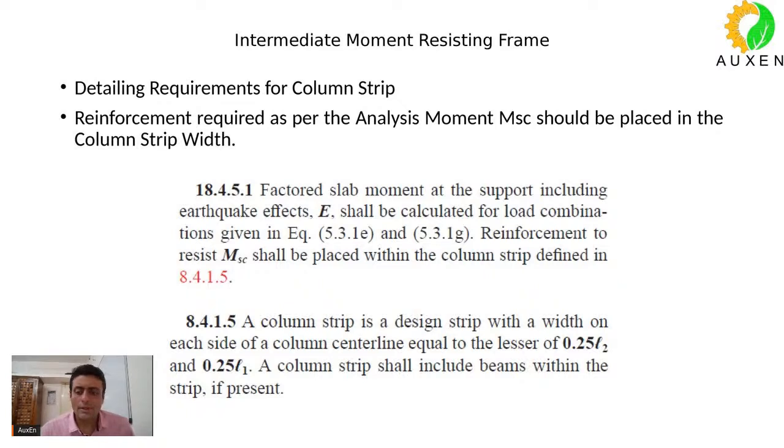So whatever moment you calculate from analysis, the reinforcement for that has to be placed within the column strip width. That is what is written in this clause. I think most of you know the width of column strip that has to be taken. So the column strip width has to be taken equal to 0.25 times the center to center distance between the columns in either direction, whichever is lesser. So I have just pasted the clauses copied from ACI 318. You can refer to the clauses in detail by these numbers.